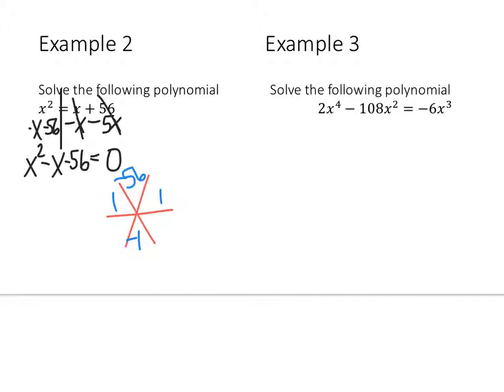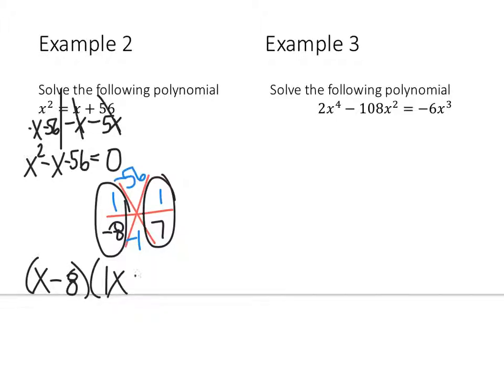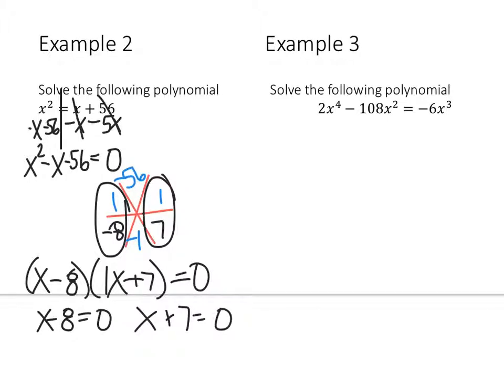My 2 numbers that multiply to negative 56 but add to negative 1 is negative 8 and 7. Again, they won't simplify. So I have 1x minus 8 and 1x plus 7. So I set both factors equal to 0. So my answers here will be x equals 8 and x equals negative 7. I started with a degree 2 polynomial, and I have 2 answers.